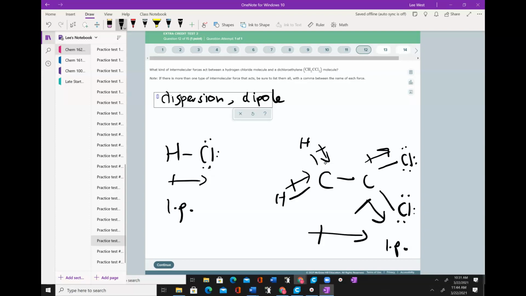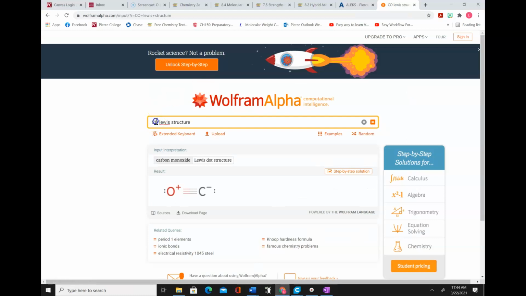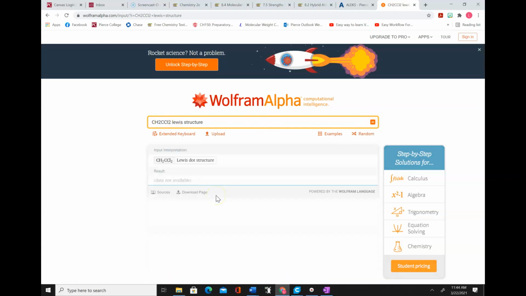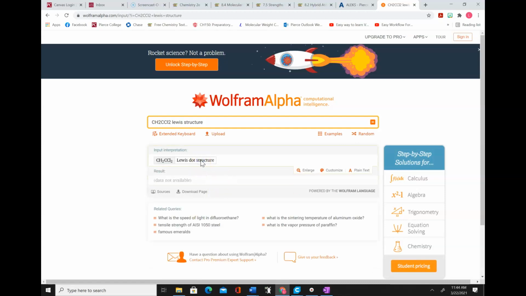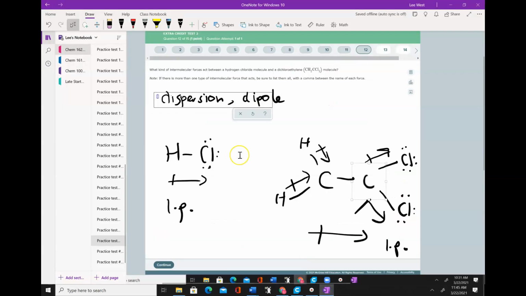So let's see what happens if we put this into Wolfram Alpha. Could we get a Lewis structure for that molecule? So it's CH2CCl2. Let's see what it would draw for us. It says data not available, right? So sometimes it doesn't work, and you can see that there. So we were kind of on our own with figuring that one out.